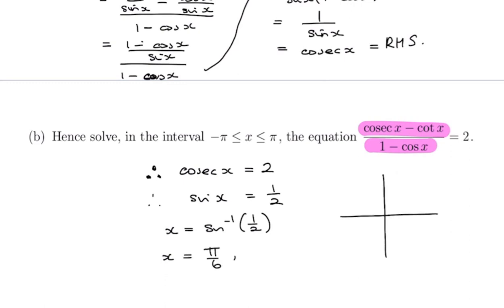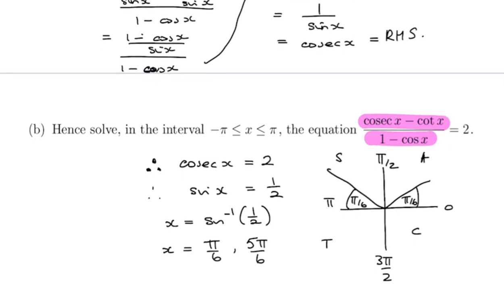You use your CAST diagram: pi over 2, pi, 3 pi over 2. We've got pi over 6, which is here. Sine is positive, so this is pi over 6 as well. C, A, S, T. So the only other solution is 5 pi over 6, because there are no solutions in the negative pi area.